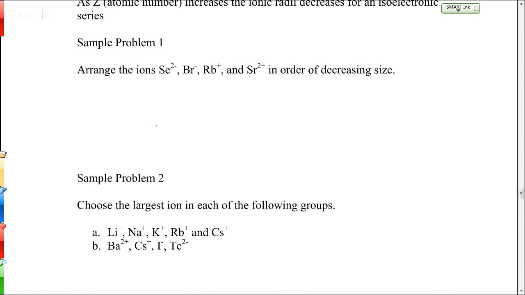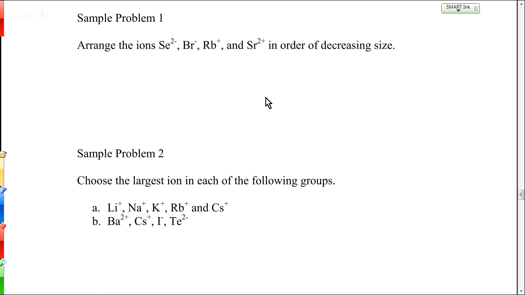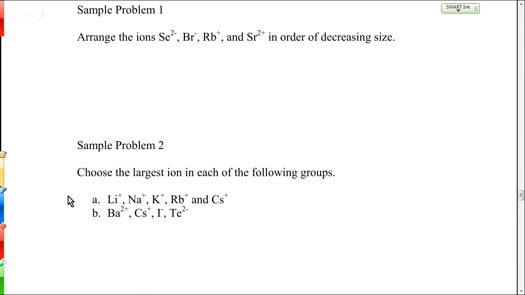All right, so let's try that again. See if you can arrange these 4 in order of decreasing size, and then choose the largest ion in each of those groups. See if you can write down a ranking there.